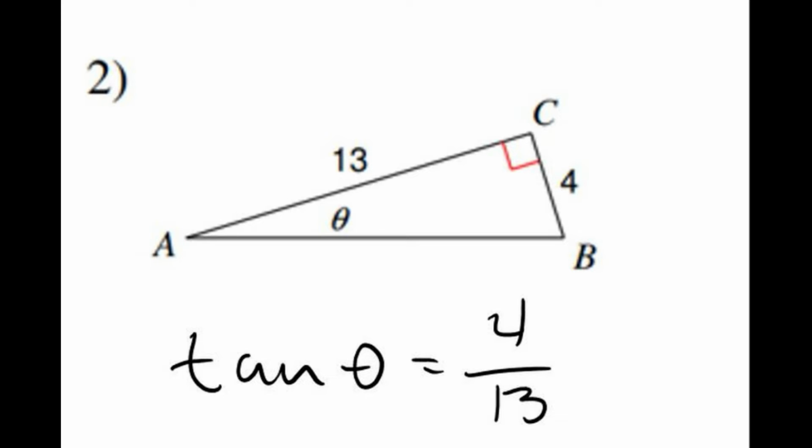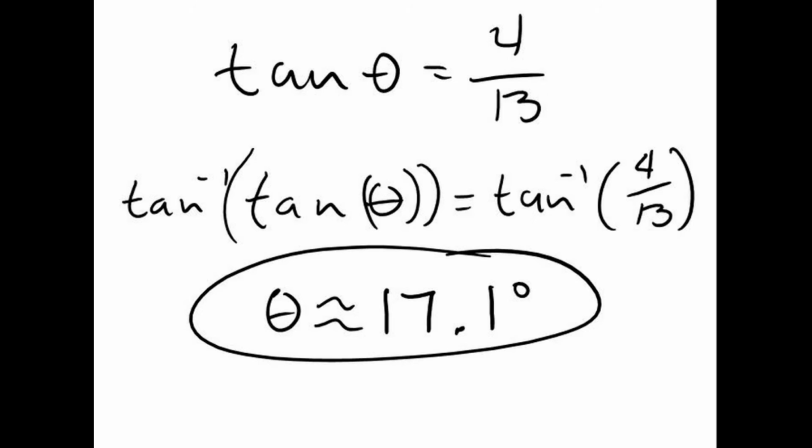So I'm going to do tangent of theta equals opposite over adjacent. In this case, opposite is 4, adjacent is 13. That's how I set it up. Inverse tangent both sides, and you end up with 17.1 degrees.